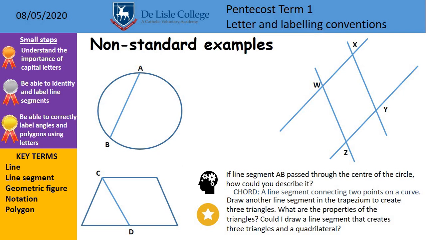And then on the bottom left, we've got another trapezium there. I'd like you to draw another line segment in the trapezium to create 3 triangles. What are the properties of the triangles? And could I draw a line segment that then creates 3 triangles and a quadrilateral? Okay, so that's a chance again for you to have a little bit of an activity and play around with that. That would be perhaps the line segment giving 3 lovely equilateral triangles. Equilateral meaning all got equal sides. See if you can put on 1 line segment more that creates 3 triangles and a quadrilateral.